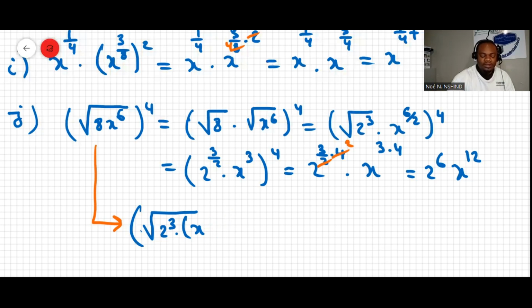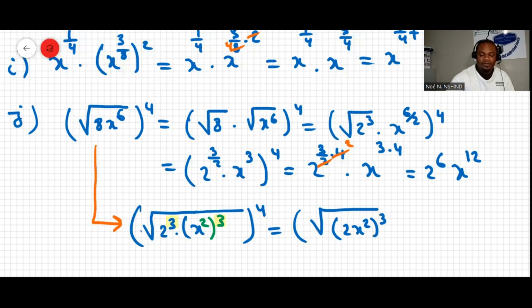Or we can say x to the power of 2, to the power of 3, like this. So the fact that all to the power of 4, the exponents here are common, we can combine the bases by saying 2x squared to the power of 3, all to the power of 4, right?